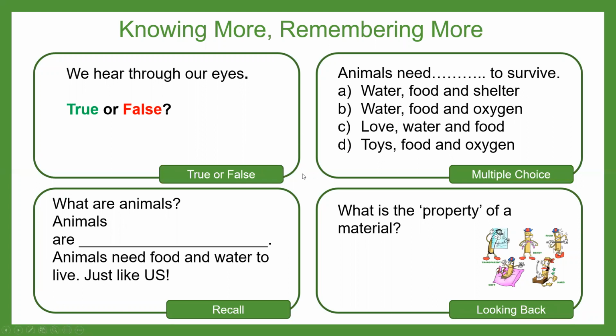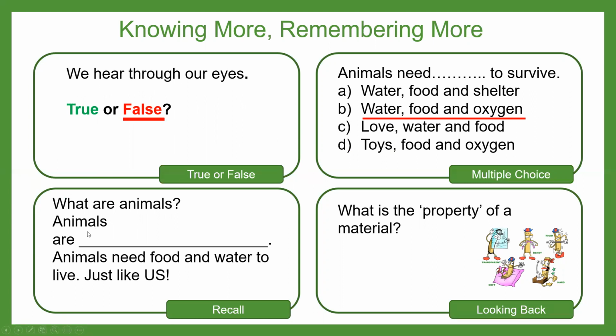Okay, let's go through the answers. We hear through our eyes, true or false? This answer is false. We hear through our ears. Animals need what to survive? Animals need water, food and oxygen to survive.